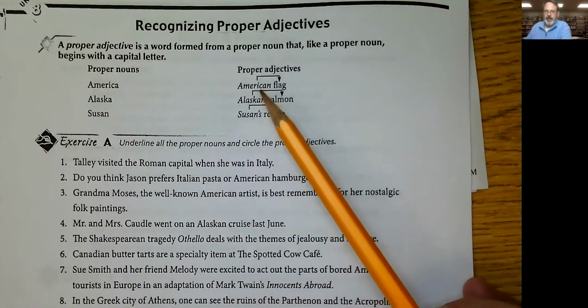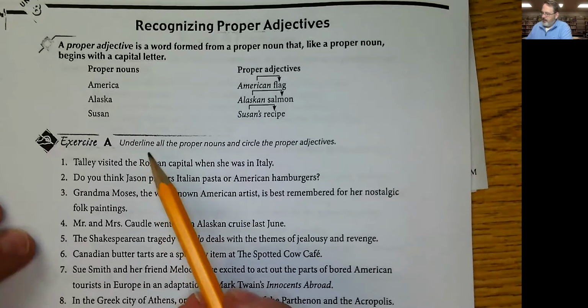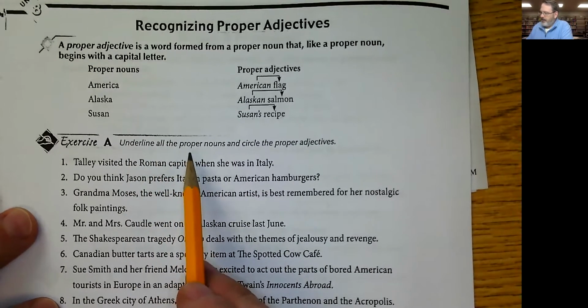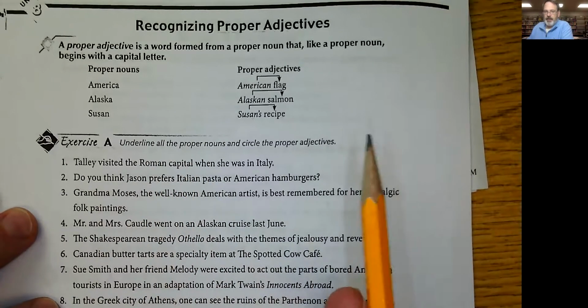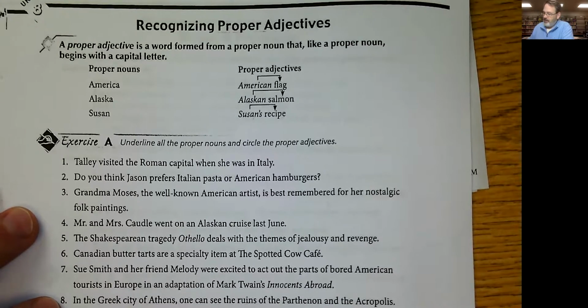So American flag. Our first exercise says underline all the proper nouns and circle all the proper adjectives. Doesn't take much explanation here. We can just look for the capital words and then determine if they are proper nouns or proper adjectives. So underline if they're nouns, circle if they're adjectives.